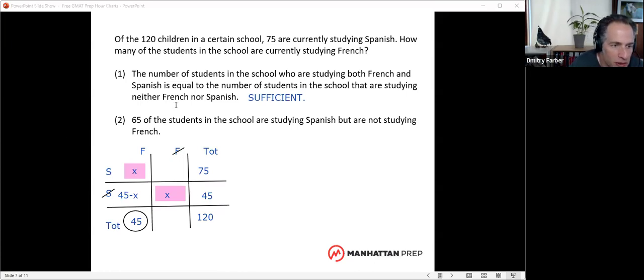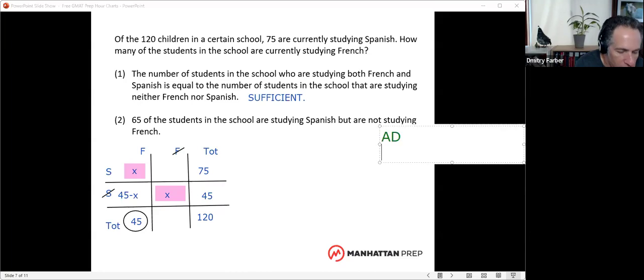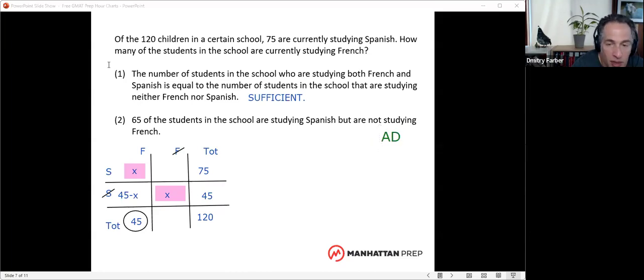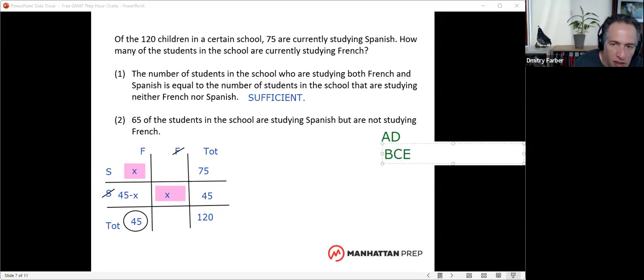So if you're familiar with the AD-BCE process on data sufficiency, I would cross off BCE, right? Sometimes when I'm in a hurry on the test, not a hurry, but since I'm used to that process, I'll just write down AD because I know that it's going to be one of those two. Either statement one works only and statement two doesn't, or they both work. But when you're getting used to it, it can help to write the whole thing down and cross this off. So then I would just go to statement two.